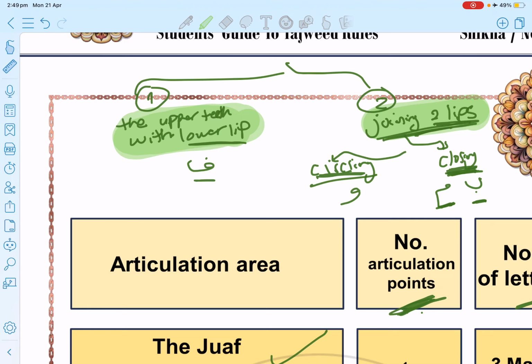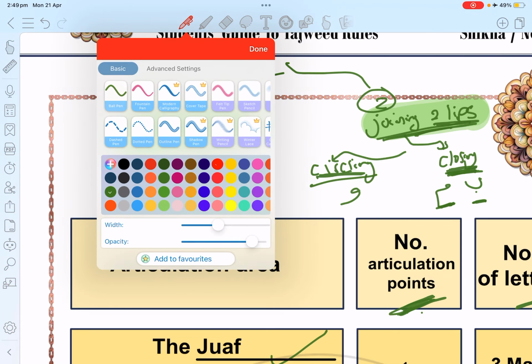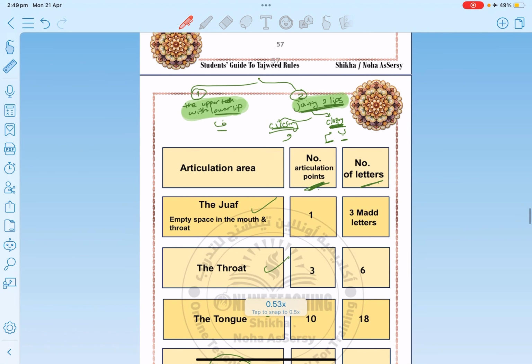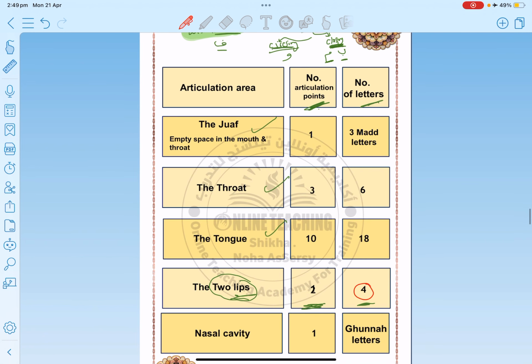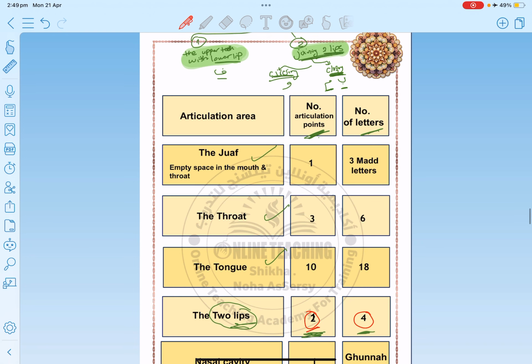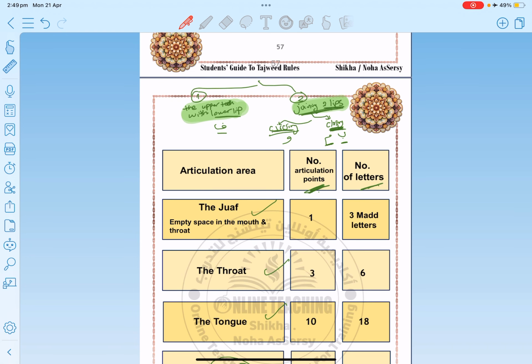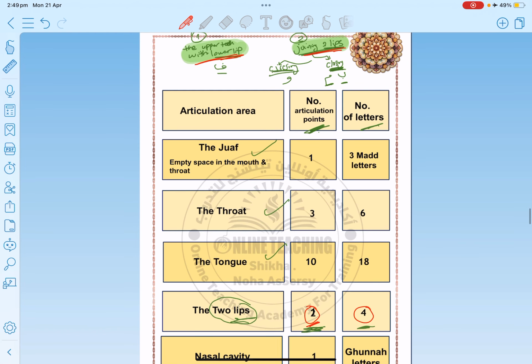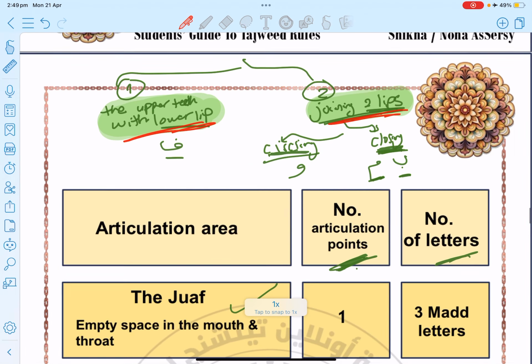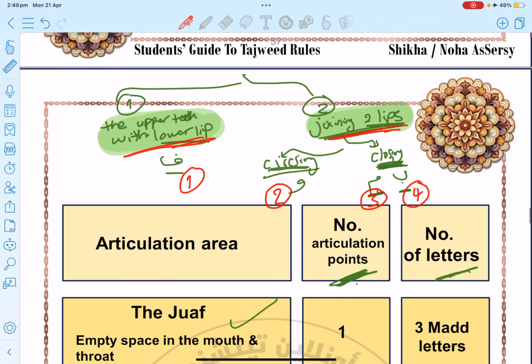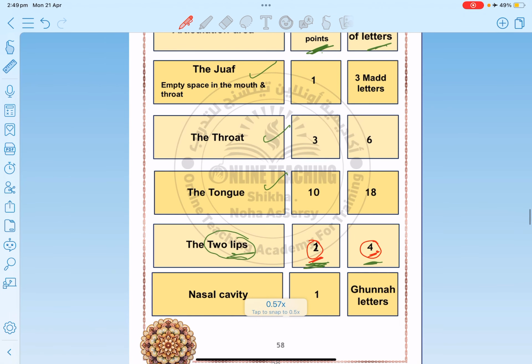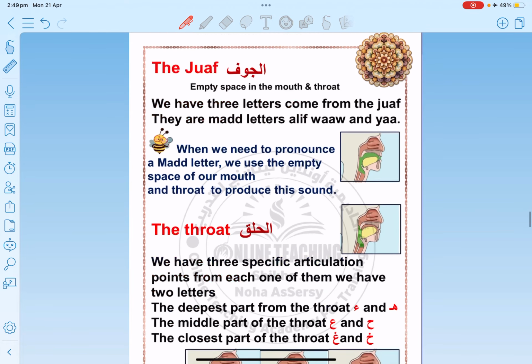Okay, how many letters do we have? We have four letters, as we mentioned. Four letters and two specific articulation points. What are the two specific articulation points? They are the upper teeth with the lower lip. Number two, joining the two lips. What are the four letters? Let's count together. Number one, number two, number three, and number four. So two specific articulation points for four letters. This is for the two lips.